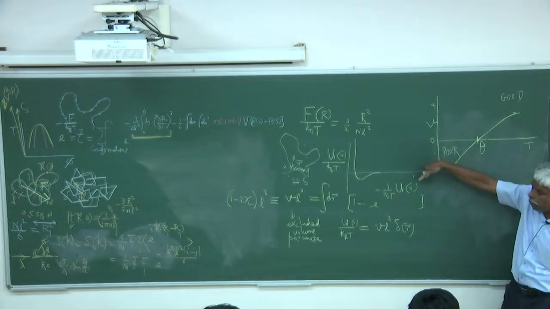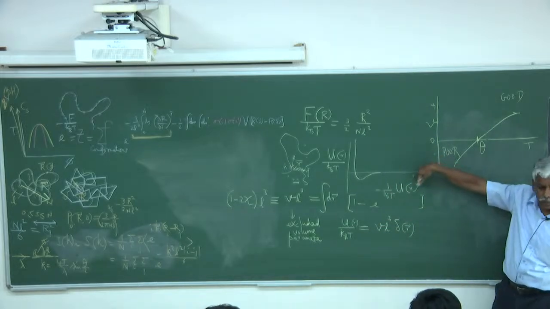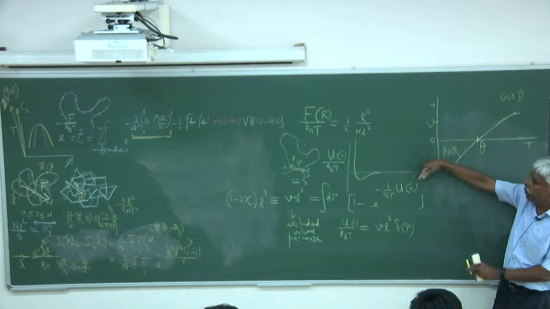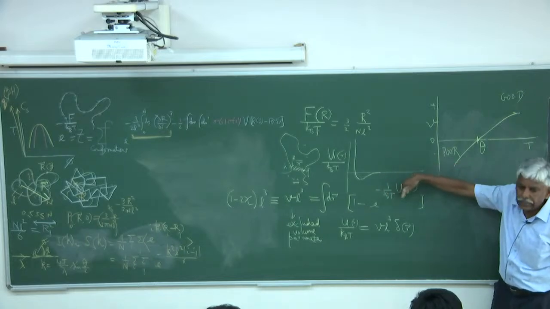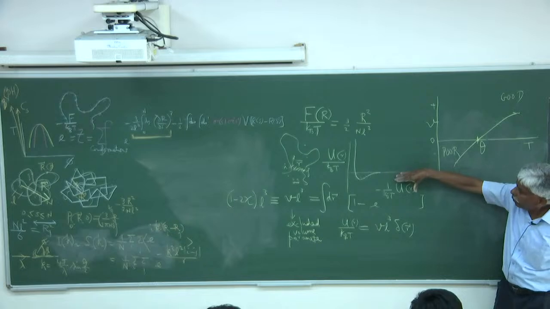Right? You're writing only the repulsive part, the potential. Well, at this moment, I'm looking at high temperature. I'm looking at the high temperature here. Also, but here I had one doubt.